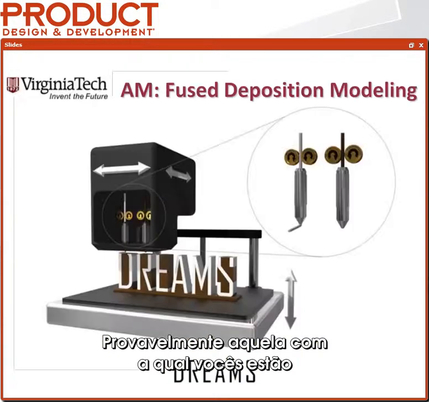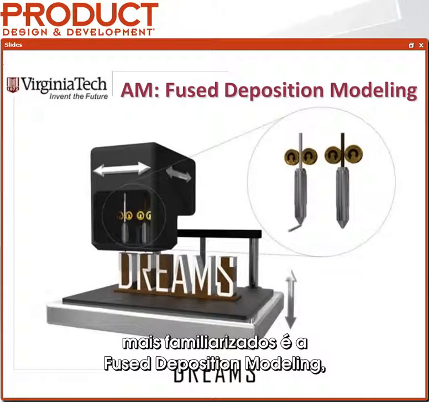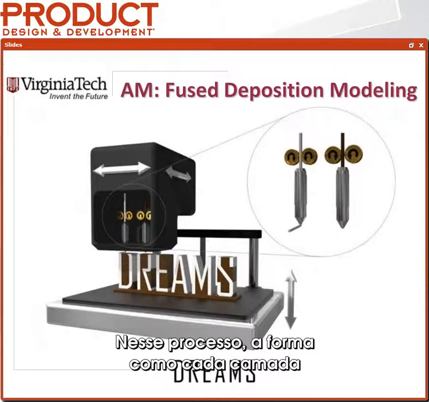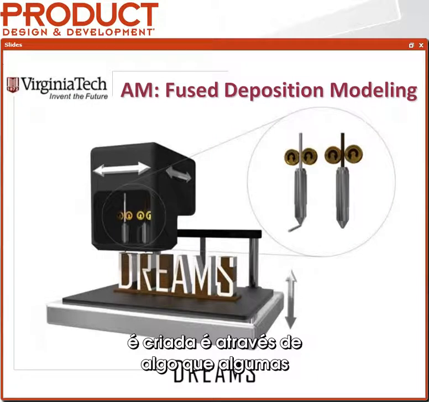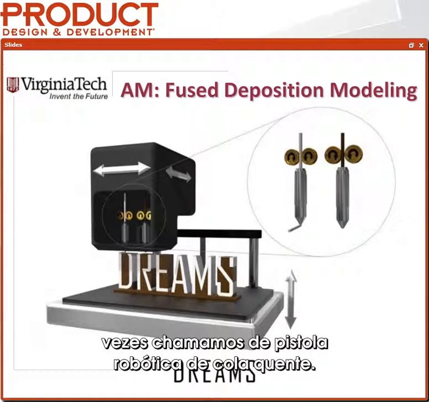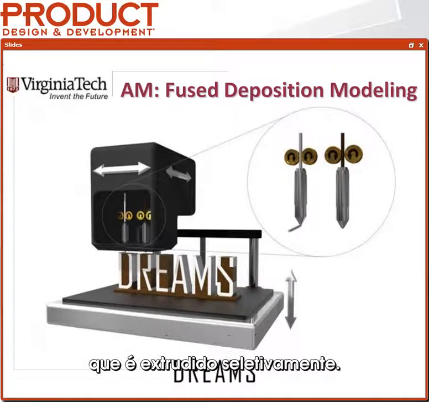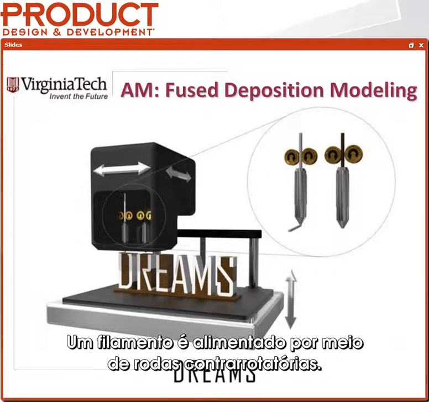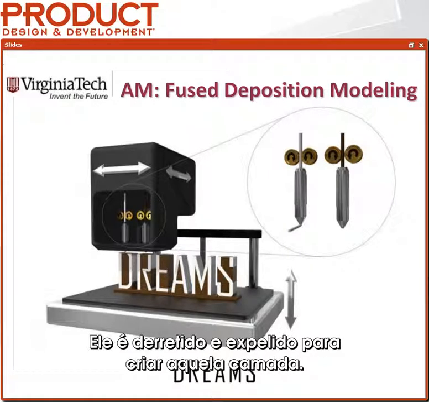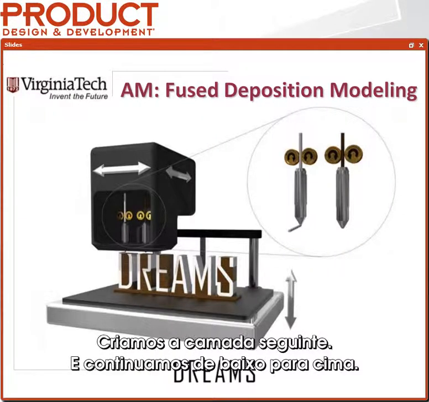So one way, probably the one that you're most familiar with, is fused deposition modeling, first patented by Stratasys. And in that process, the way it creates a layer is through what we sometimes refer to as a robotic hot glue gun. Basically, it's a thermoplastic filament that's being extruded selectively. There's a filament being fed through counter-rotating wheels. It's being melted and then drawn to draw that one layer. And then on an elevator, that elevator lowers, we draw the next layer, and we continue from the bottom to the top.